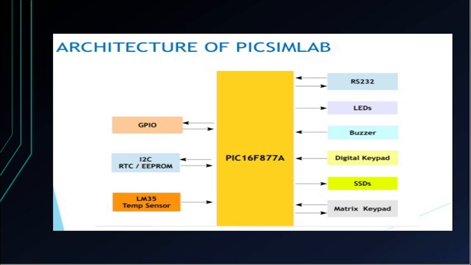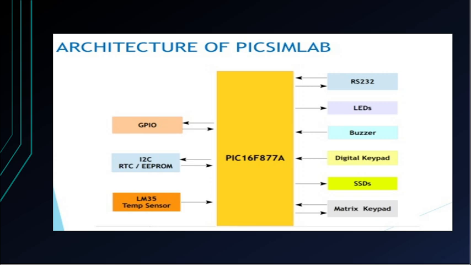And coming to the architecture of PIC Lab, as we see, this is the architecture of PIC 16F877A, where the bilateral and unilateral signals have been given. Let's dive deeper into it. Coming to the right side of this architecture, RS232 is bilateral, which gives the signal into the PIC and takes the signal out of the PIC, and LEDs are unilateral, which only display the signal from the PIC, and the buzzer gives an input to the PIC simulator, and a digital keyboard is unilateral which gives the input to the PIC, and SSDs will transport the output outside the PIC, and a matrix keyboard is a bilateral element which takes the input from the outside element and gives output to it.